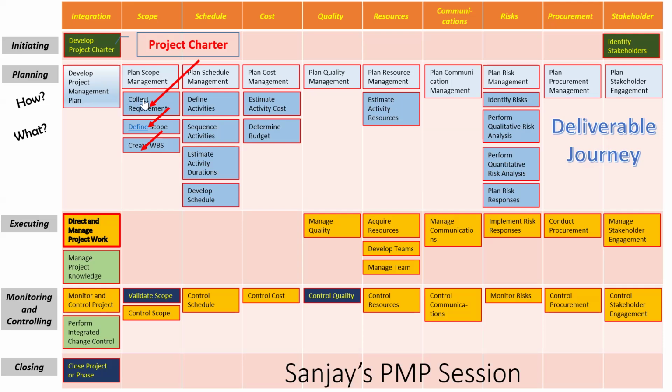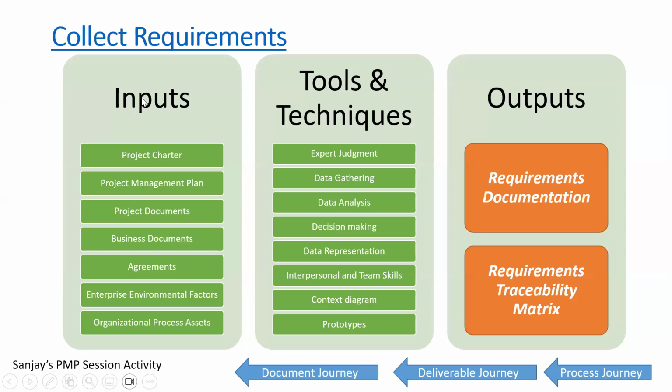If I click, you will realize, see, collect requirement. When I click, requirement documentation is there. The second one is called requirement traceability matrix. Did you notice that, friends?